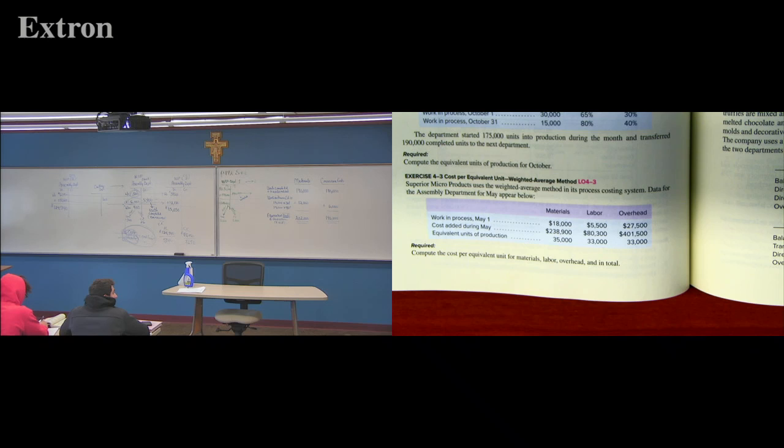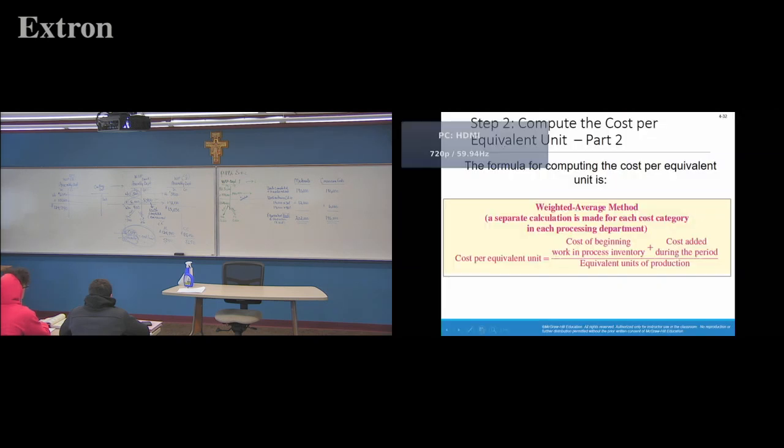All I'm doing is this right here for each of these. And if I jump back a slide here, look, here's my formula for cost per equivalent unit. Cost of beginning work in process inventory plus cost added during the period divided by equivalent units of production, right?